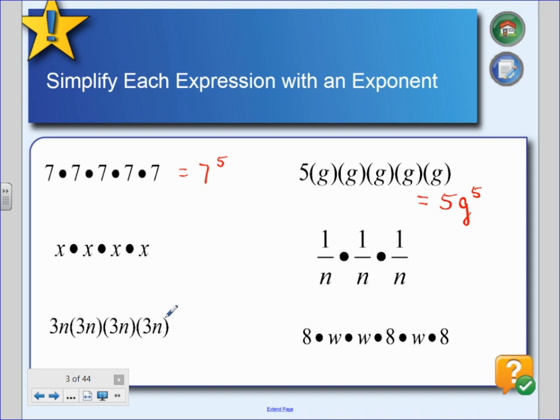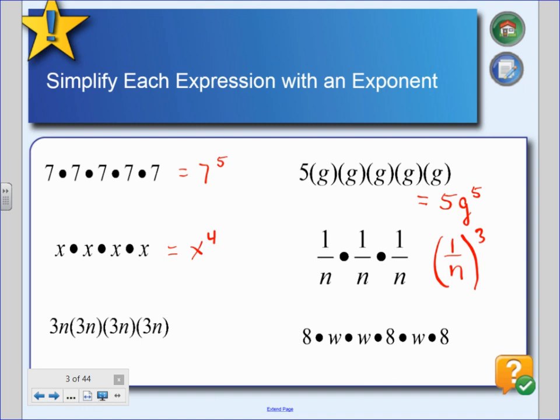X times X times X times X is X to the 4th power. 1 over n times 1 over n times 1 over n is 1 over n to the 3rd power. In this case, I am going to need some parentheses because not only do I have 3 1s on the top multiplying, I have 3 n's on the bottom. So if I did not use those parentheses, it would look only like the 1 is being stretched out to the 3rd power.